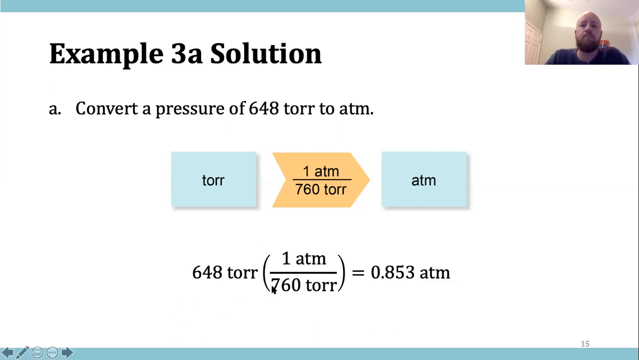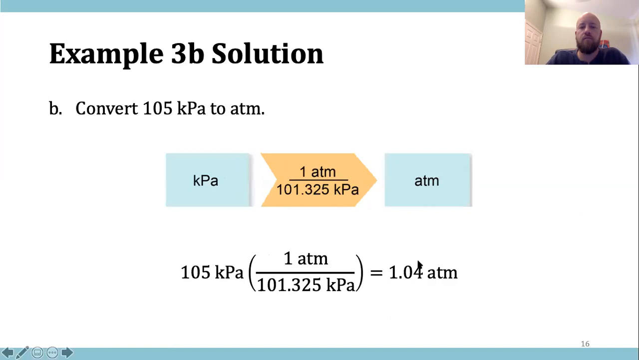So here it's torr to ATM. It's only the one conversion. There's 760 torr and 1 ATM. So you're dividing these numbers, and you get 0.85 ATM. Same thing with the kilopascal. We have a direct conversion of kilopascal to ATM, and so it's just dividing that unit to get the ATM we want.